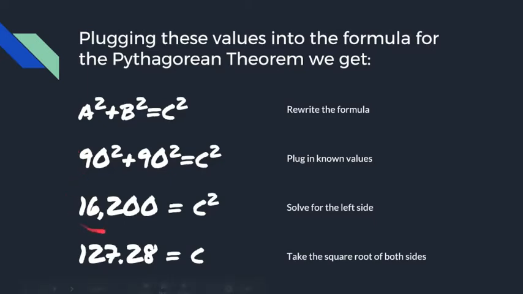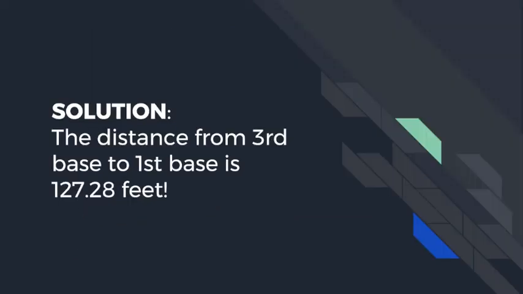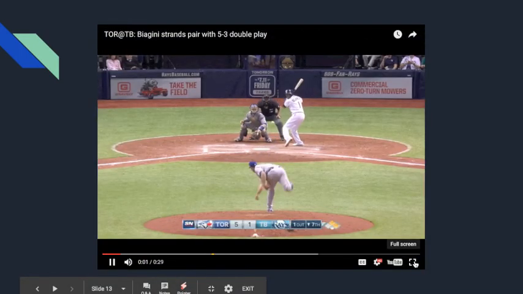And you get that 16,200 equals c squared. And to get rid of this little squared, we just have to take the square root of both sides, and you end up with 127.28, which is what GeoGebra calculated was the hypotenuse of our triangle. So the solution to our problem is that the distance from third base to first base is 127.28 feet. And here's that play again if you guys want to see how quickly he can throw almost 130 feet.